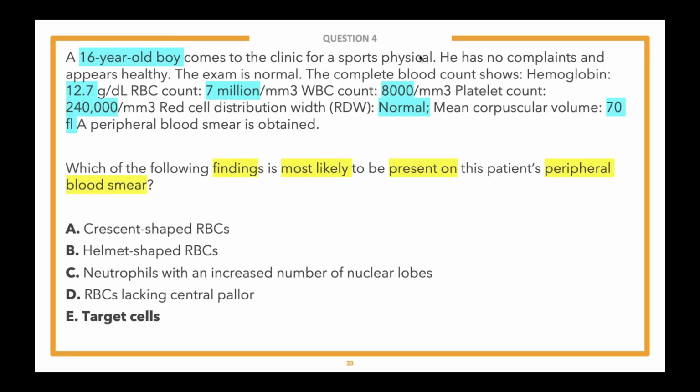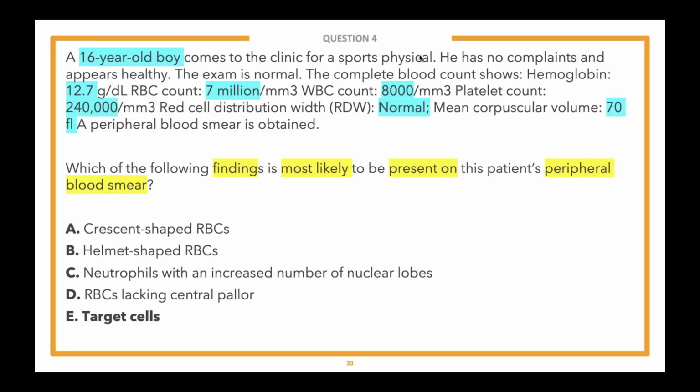Thank you, Sean. Yeah, definitely another tough question here. So what are we saying in this question? Well, mainly you could see that the hemoglobin is mildly low for a 16-year-old boy. And then the MCV, the mean corpuscular volume, is also decreased. So microcytic anemia, that's what we're going with. The two most common causes of microcytic anemia are iron deficiency anemia and thalassemia.